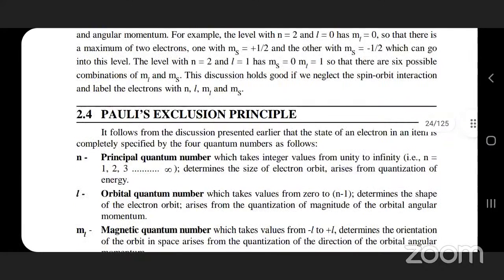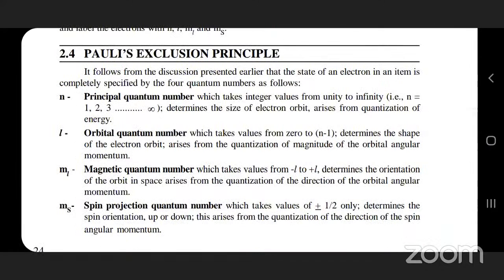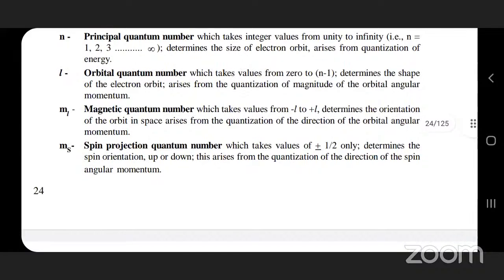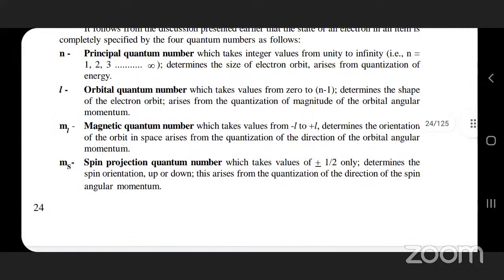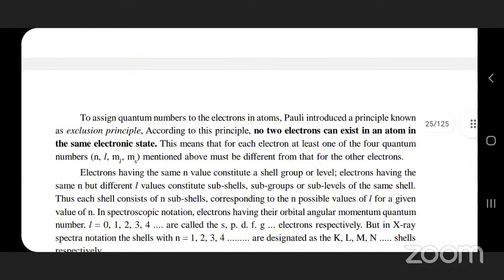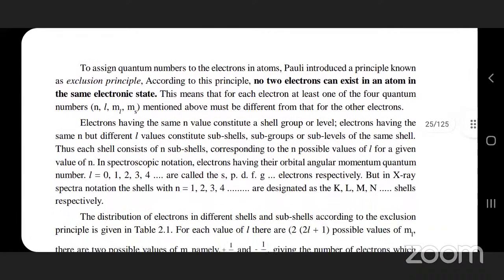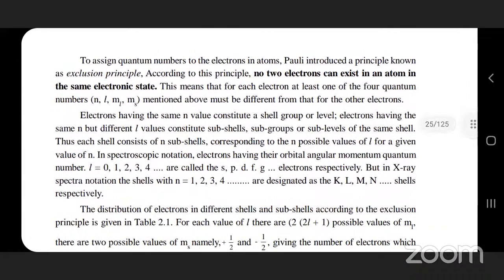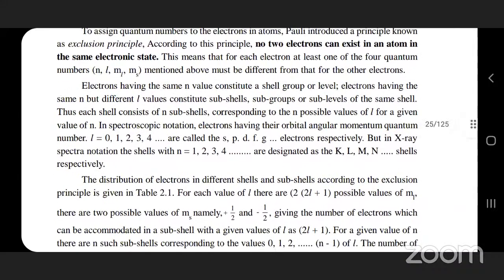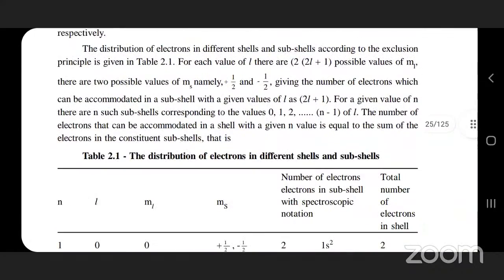Next, Pauli's exclusion principle. You need to know the principal quantum number N, orbital quantum number L, magnetic quantum number ML, as well as the spin projection quantum number MS, and how these values vary. So what is the Pauli's exclusion principle? According to it, no two electrons can exist in an atom in the same electron state. That means there is a difference between their spins. That is to be noted here.